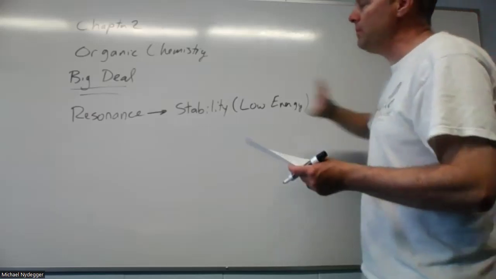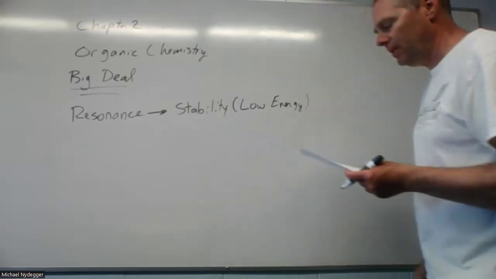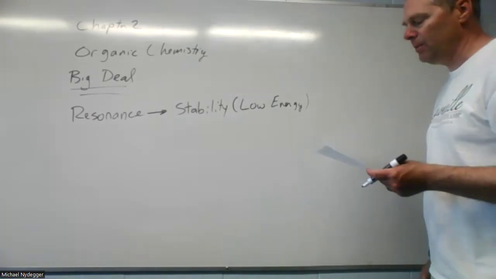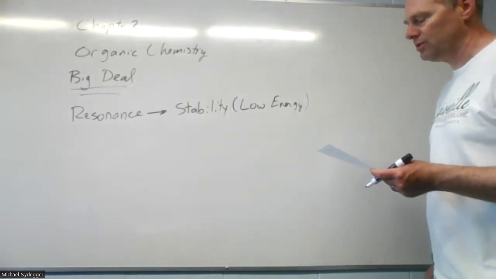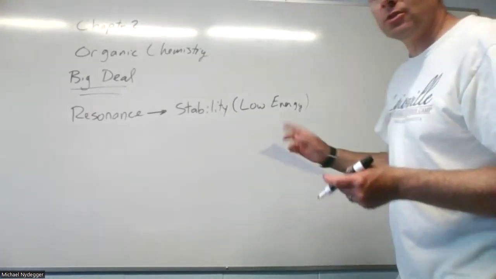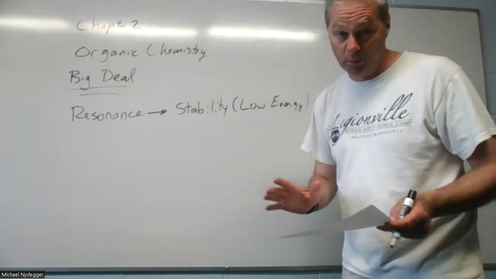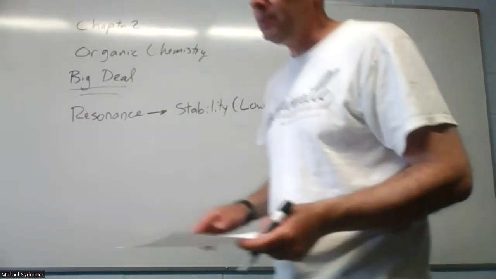Now, what do I mean by this? Well, some molecules cannot be represented by a single Lewis dot structure. All right. So some molecules will have multiple Lewis dot structures.